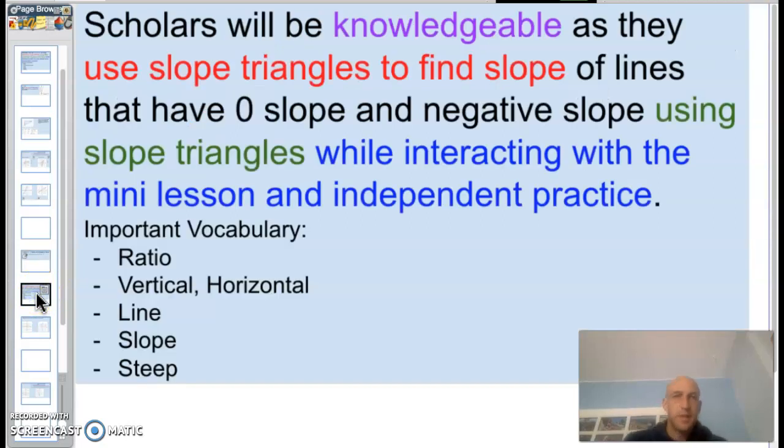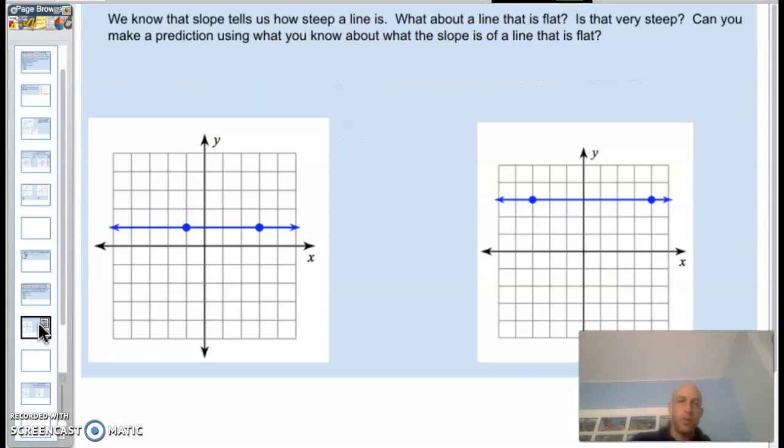Our objective for this lesson is scholars will be knowledgeable as they use slope triangles to find slope of lines that have 0 slope and negative slope, using slope triangles while interacting with the mini lesson and independent practice. Okay, we're going to be using all of the same vocabulary words that we used for the first lesson. We're just going to be talking about lines that have a slope of 0 or slopes that are negative and what those lines look like. All right, let's hop into our first two problems.